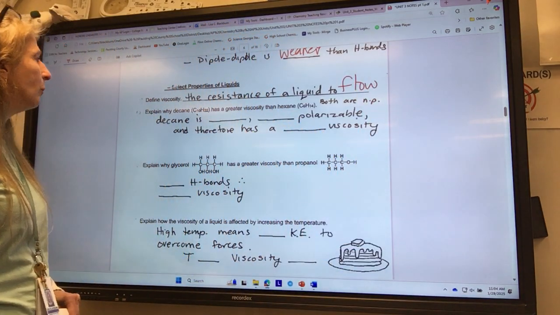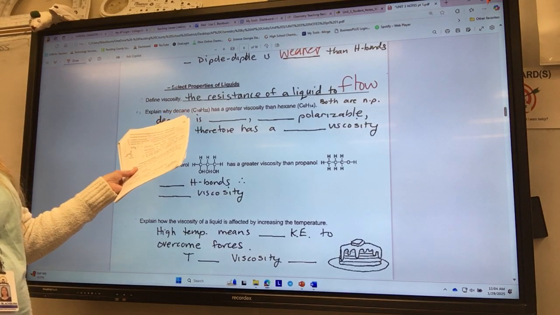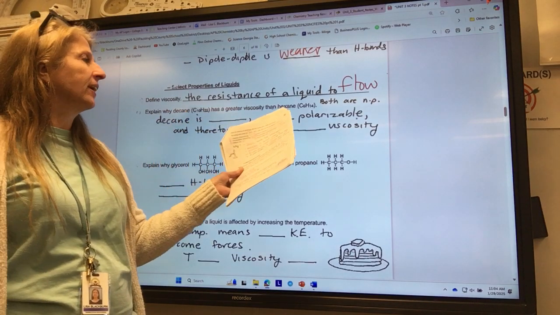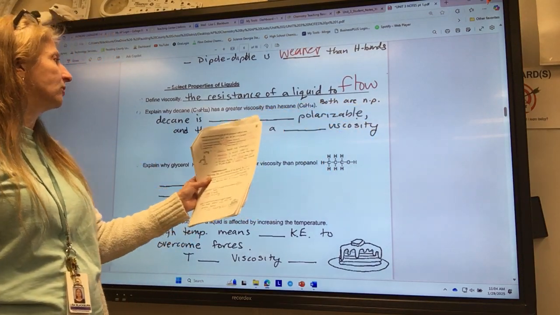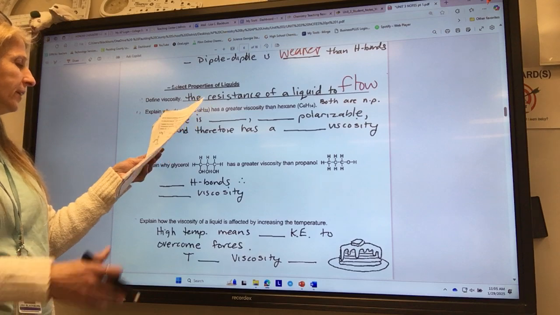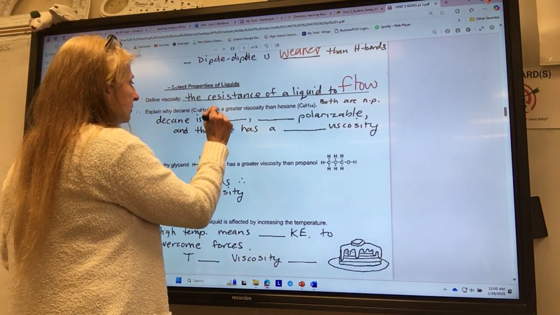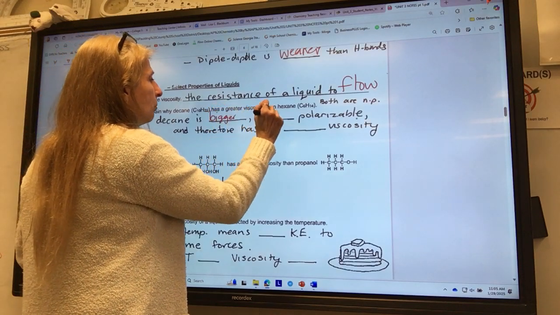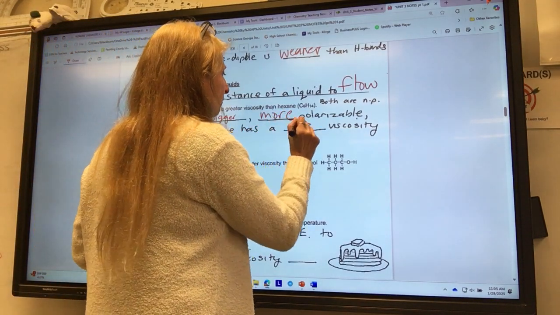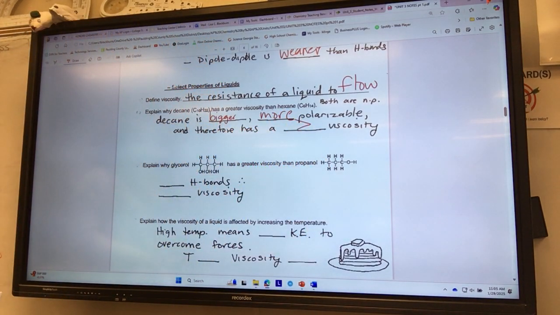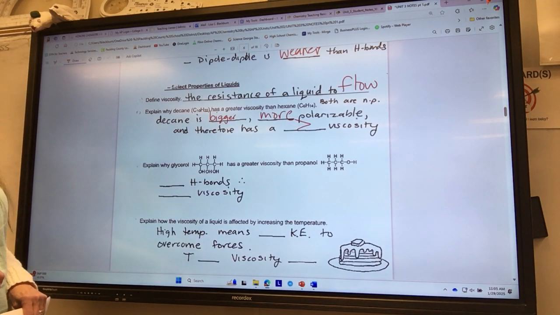Thick and slow. Now, why would decane be more viscous than hexane? Decane's got 10 carbons, it's big, it's heavy. Hexane's got fewer carbons. Both are nonpolar, both are made out of just carbon and hydrogen, both are symmetrical, but the difference is that decane is bigger, it is more polarizable, and therefore has a greater viscosity. The bigger and more polarizable it is, the bigger its viscosity.